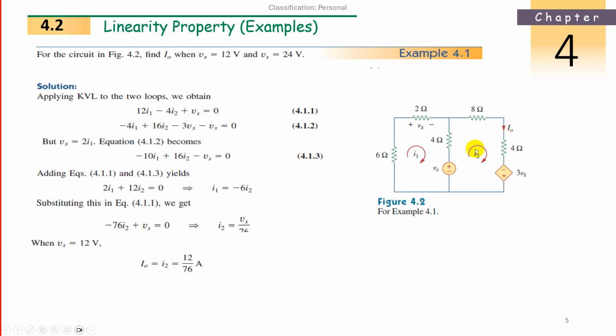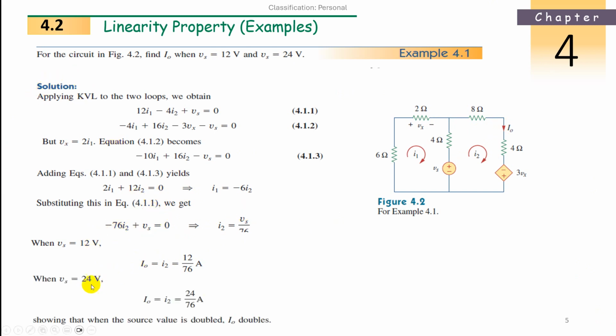I0 is nothing but I2, so we need I2 only. We want I0 as per the question, which is nothing but I2, which is what we found: Vs by 76. So what is Vs now? 12. 12 by 76 amperes is the first case.